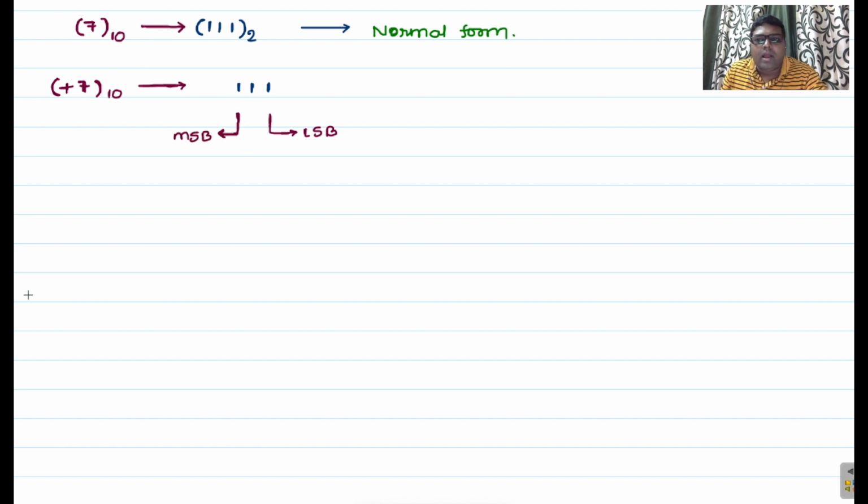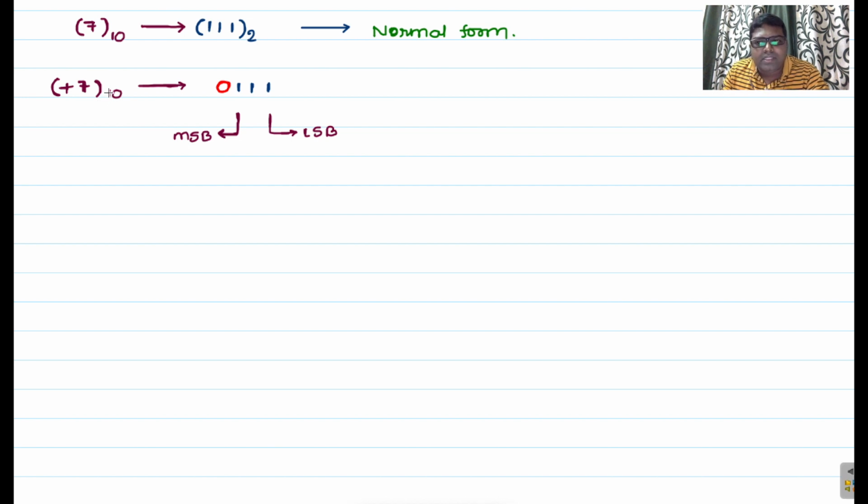Now I have to add an additional bit in front of the number, on the most significant bit side. So I am adding the bit 0. Whatever bit you add here is called the sign bit. Here the sign bit is 0. If the sign bit is 0, that number is a positive number. If the sign bit is 1, then it is a negative number. Here I am adding 0, so the sign bit is 0. So the given number is plus 7.